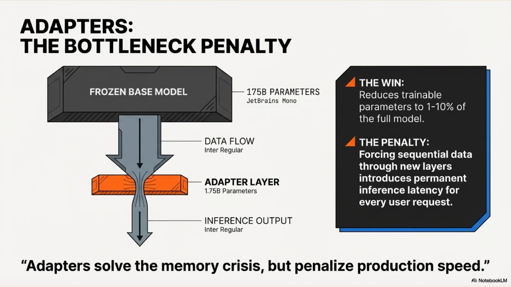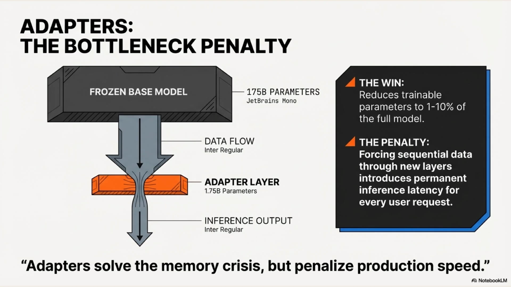The memory crisis of full fine-tuning led researchers to a clever architectural workaround: adapter-based fine-tuning. This slide frames it clearly as a trade-off, with a win and a penalty that are both significant. Here's the architecture. The massive frozen base model, 175 billion parameters, sits at the top. Data flows down from it. But before the inference output exits, it passes through a small bottleneck, the adapter layer, shown in orange at just 1.75 billion parameters. That's roughly 1% of the base model size.